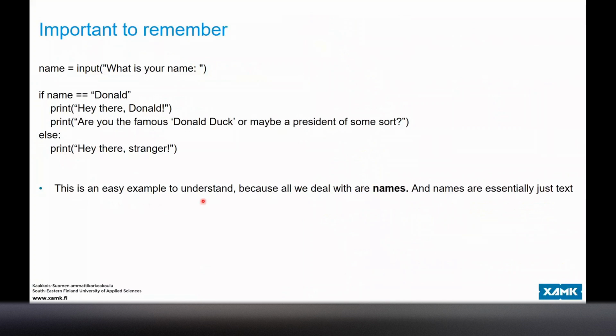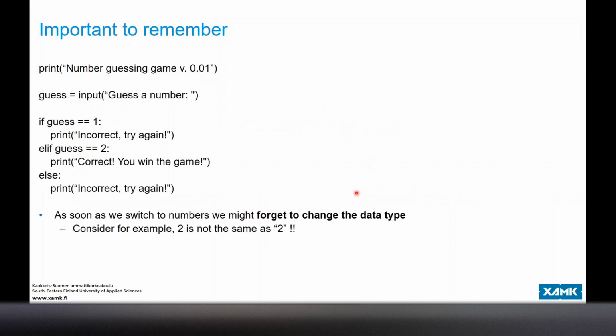It's an easy example to understand because we deal with names and texts, because the names are essentially just text. So this will always work. This is very hard to get wrong. However, the one thing that people with little or no prior programming experience often do get wrong is once we move away from text and names and we start to play with numbers instead.